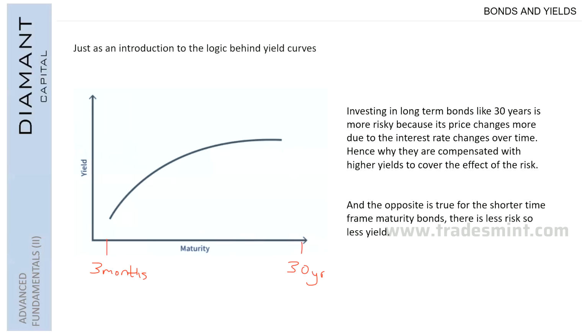And in that time, what happens? Interest rate changes up and down and they fluctuate. So this obviously isn't that attractive. So how are they compensated? They're compensated with the higher yields that they're promised, as shown here. And also the opposite is true for shorter time frame maturity bonds. There is less risk because you're only waiting 3 months for that return. Therefore, your yield on that or your return is a lot less.